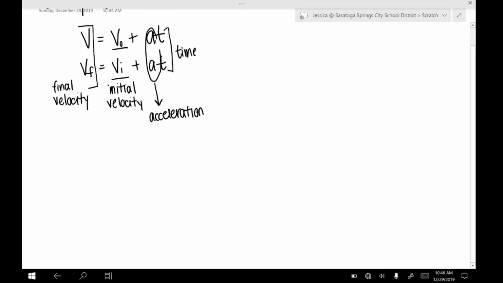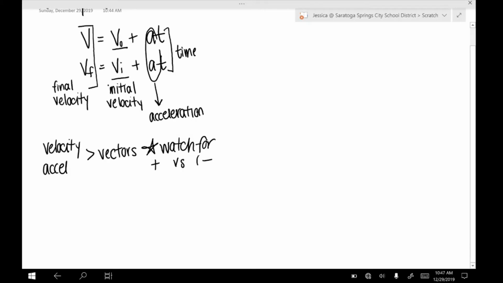So some important things to remember in this equation is that both velocity and acceleration are vectors. That means we have to watch for positive versus negative. Remember, our positive directions are usually right, up, east, and north, and our negative directions are left, down, south, and west. Time is a scalar, doesn't have any direction, so that's always going to be positive.